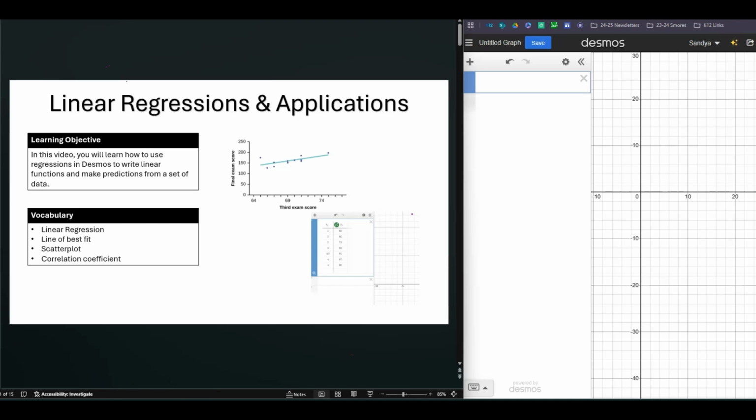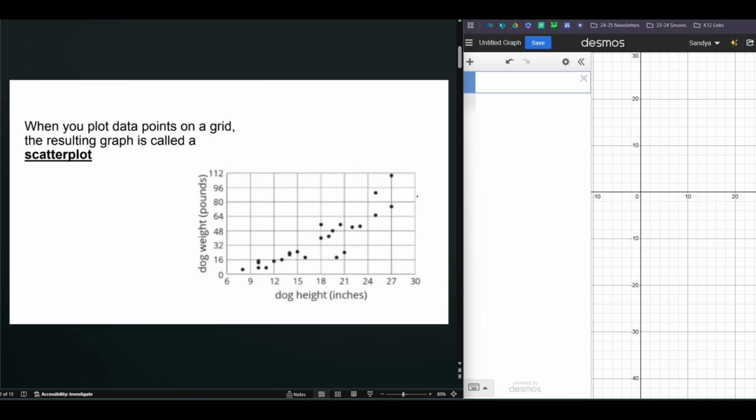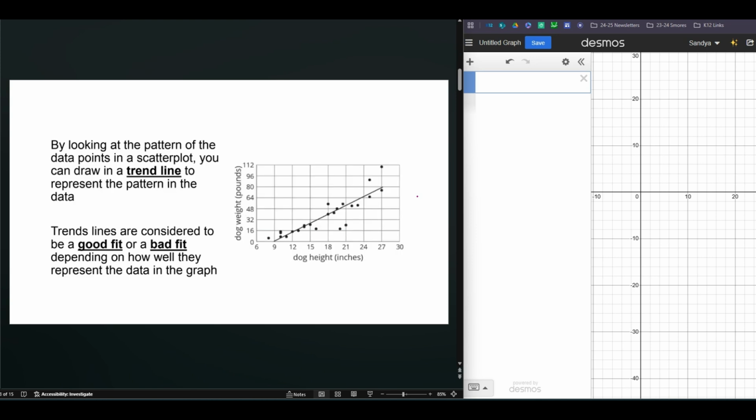So in this video, we're going to talk about how to use regressions in Desmos to write linear functions and make predictions from a set of data. When you plot data points on a grid, the resulting graph is called a scatter plot. By looking at the pattern of the data points in a scatter plot, you can draw in a trend line like this one shown here to represent the pattern in your data.